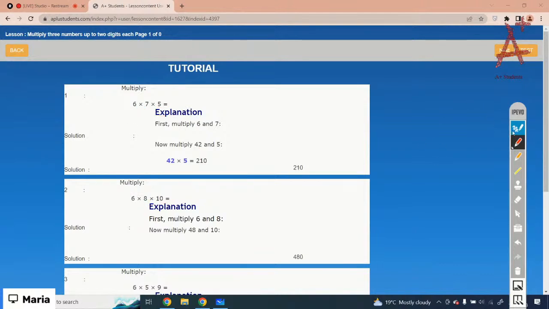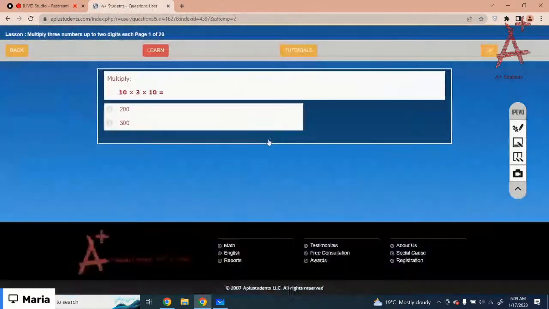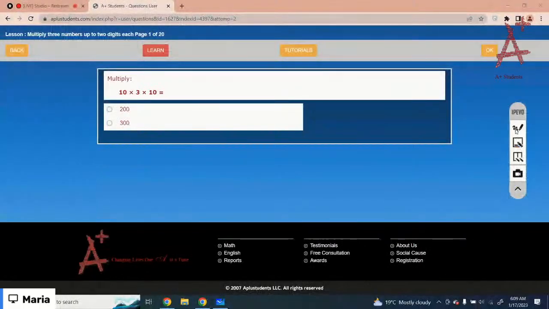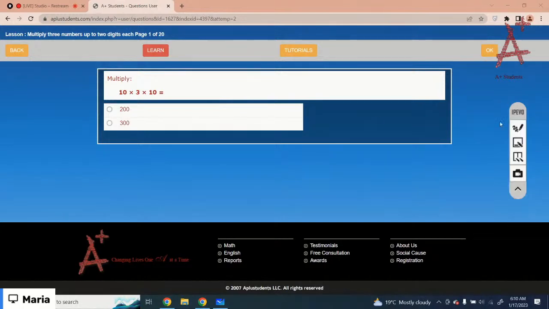Okay, let's just start with the test questions. Okay, the first one is 10 times 3 times 10. Got it? So start with pairing up the first two numbers. Just do 10 times 3. So 10 times 3 is, yes, very good. It would be 10 times 3 is 30 and 30 times 10 is 300. Very good. That would be 300. Just select the correct option, then click on the OK button.